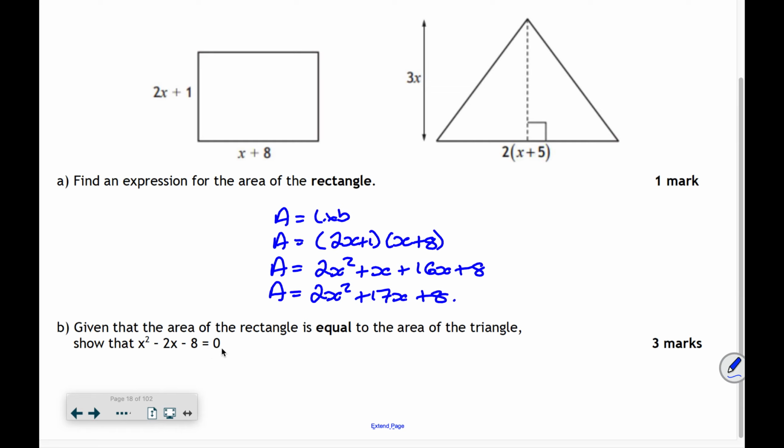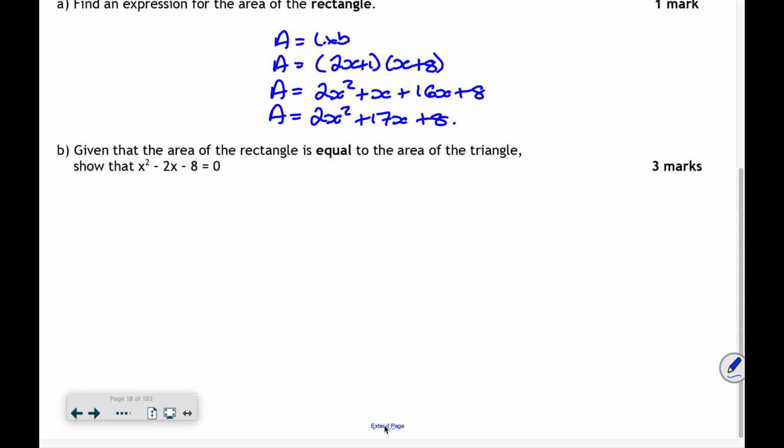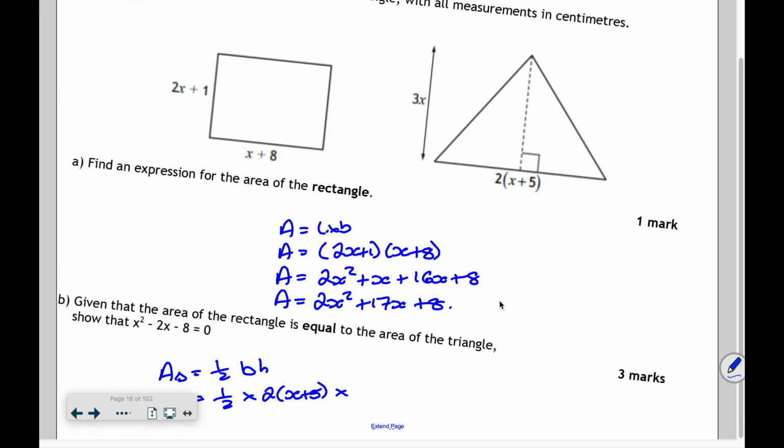So here's another show that question. We want our very last line to be this, x squared minus 2x minus 8 equals 0. So let's get an expression for the area of the triangle. So area of the triangle is a half base times height. So that's just going to be a half times the base, which is 2 bracket x plus 5, times the height, which is 3x.